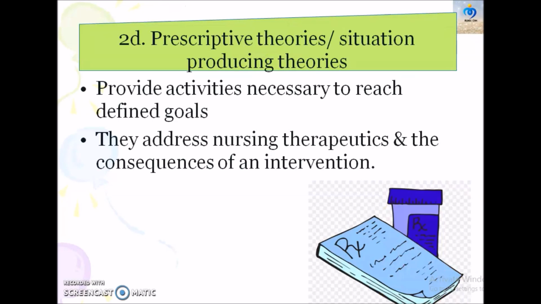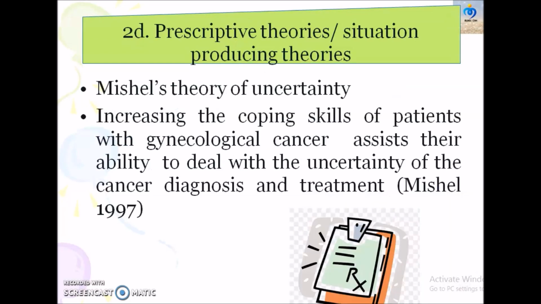And next is the prescriptive theories, or situation producing theories. This type of theory provides activities which are necessary to reach the defined goal. They address nursing therapeutics and the consequences of an intervention. An example is Mishel's theory of uncertainty. Here the theorist says that increasing the coping skills of patients with gynecological cancer assists their ability to deal with the uncertainty of cancer diagnosis and treatment.